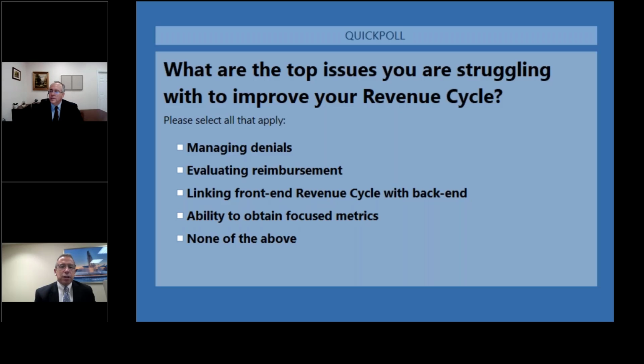So what are the top issues you are struggling with to improve your revenue cycle? Is it managing denials? Is it evaluating the appropriateness of the reimbursement, your collections against what's in your contracts? Maybe it's linking the front-end revenue cycle with the back end, and this tends to be a pretty big area for many organizations. Or is it the ability to obtain focused metrics? In other words, you know that you're at least performing and maybe performing well, but have you ever really compared yourself to other similar practices to create a bit of a scorecard so you know how well you're doing, or maybe how well you're not doing? Or is it none of the above? Are there other issues like staffing and so on? So if we could ask folks to go ahead and vote on one of those, I think we'll weave that into some of our conversation. It'll be interesting to see where people are at.